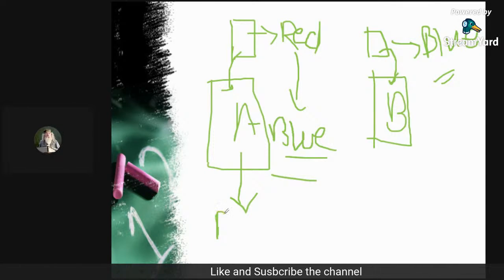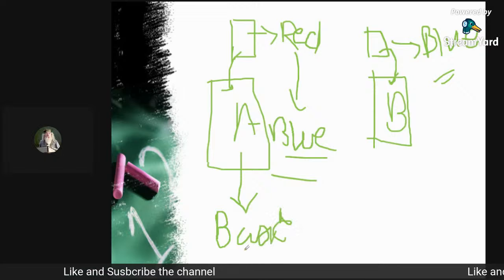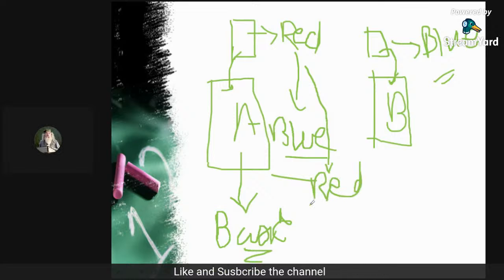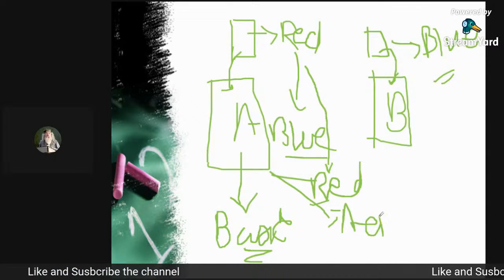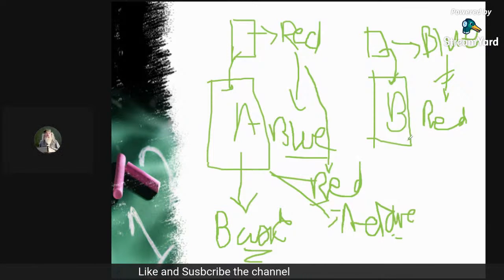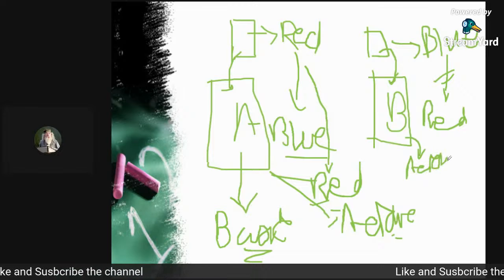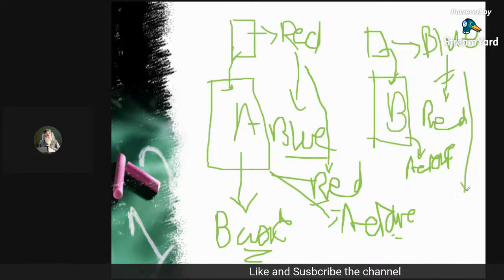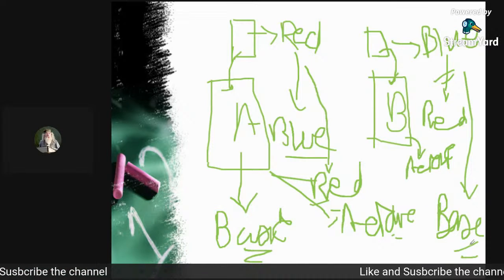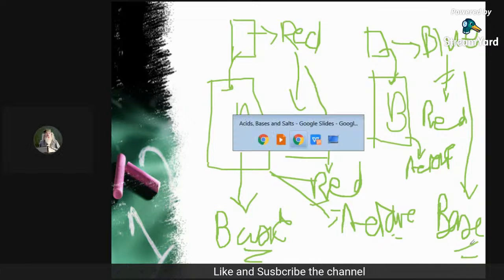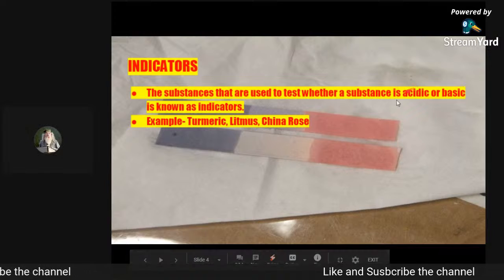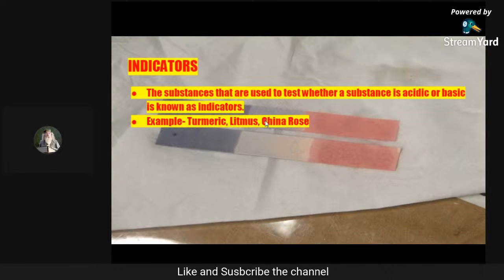That it is basic, right? We can say it is basic. If the red litmus remains red or no change, that means this substance is acidic. If this blue is changing to red, that means this substance is acidic. Now, if this blue remains blue, that means this substance is basic. So this is how indicators are used. Substances that are used to test whether a substance is acidic or basic are known as indicators.